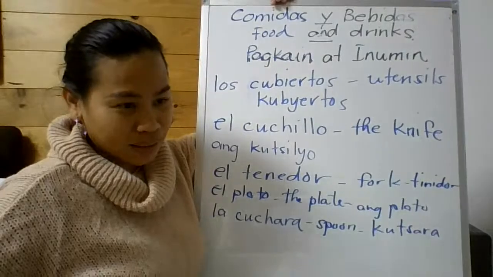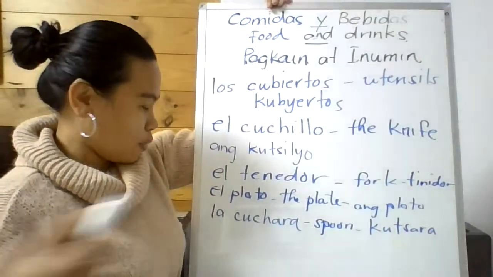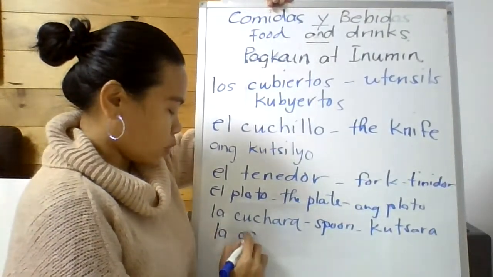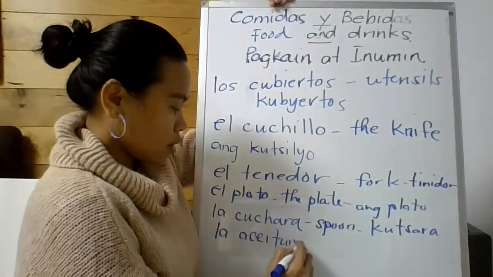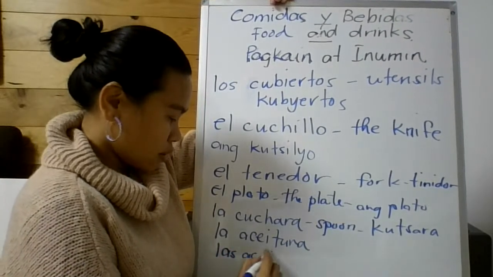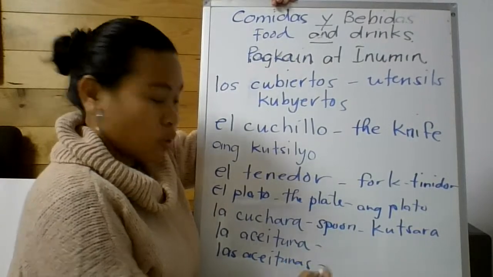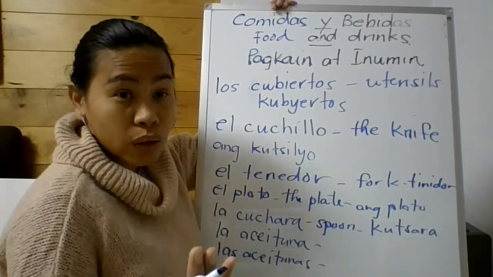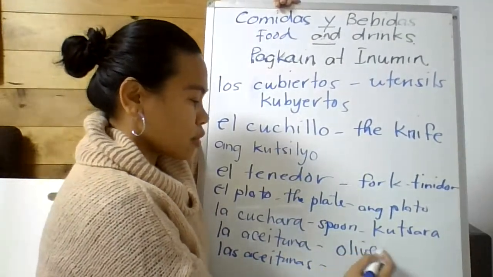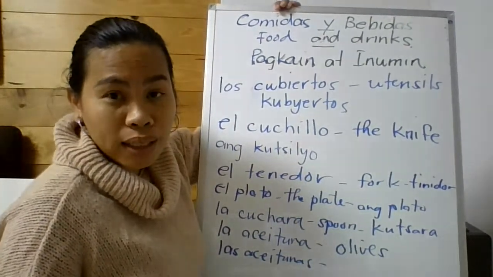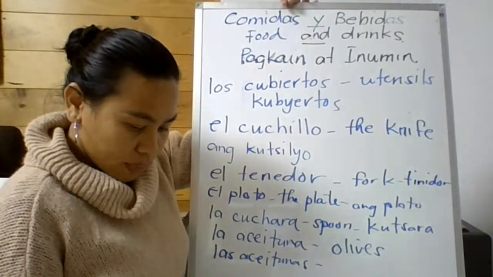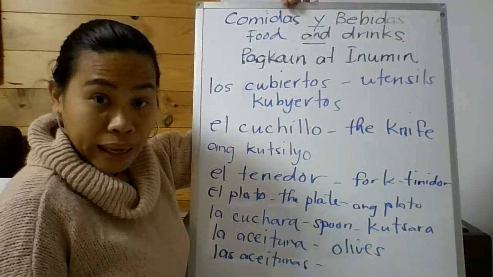La aceituna. Wow, if you can see my video, my very first ever picking experience, la aceituna, the olives. Singular, and plural, las aceitunas. O olivas también, they also use the word olives, olivas. Okay, so olives, the olives. In Tagalog, wala tayong niyan. Olives lang. Oliva in Tagalog.